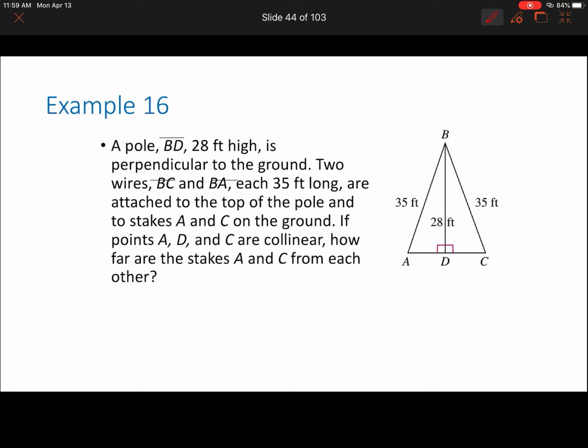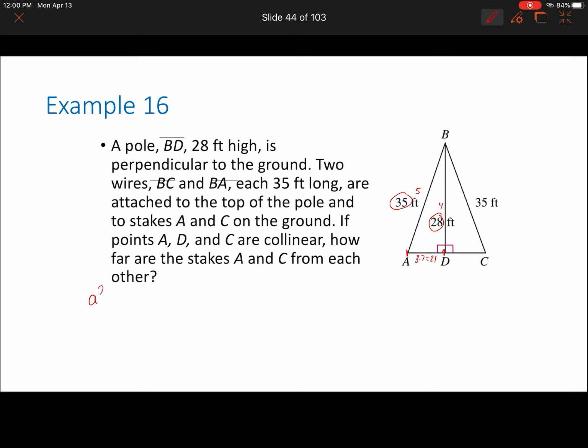Now, like I mentioned in the previous problem, I noticed really quickly that 28 and 35 are both divisible by 7. And so 28 divided by 7 would be 4, and 35 divided by 7 is 5, which tells me that 3 times 7 should be this side, which is 21. And so AD, because again, this is a multiple of the 3, 4, 5 triangle, AD has to be 21 units.